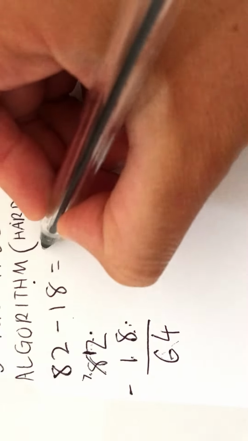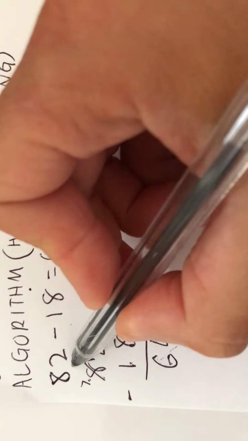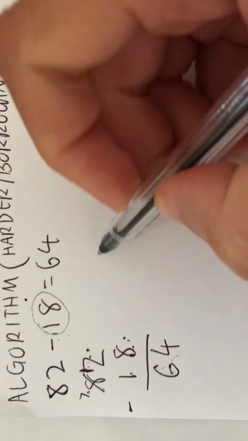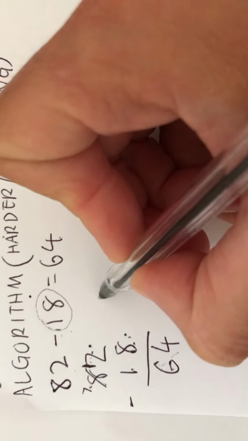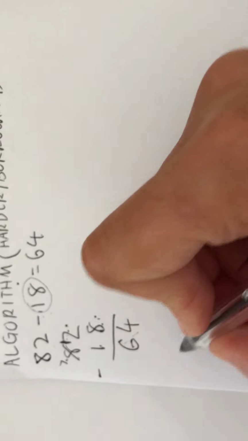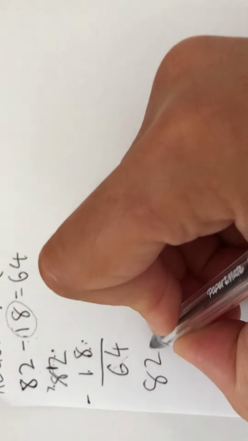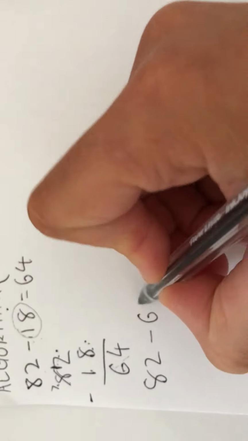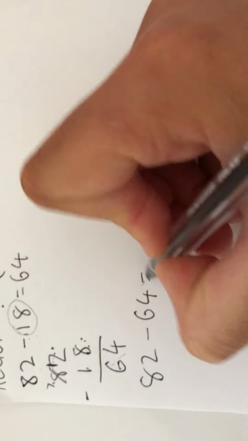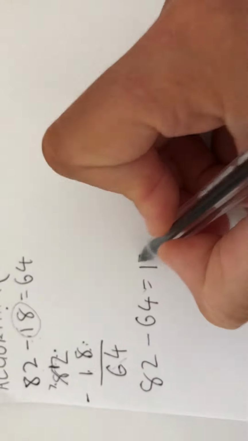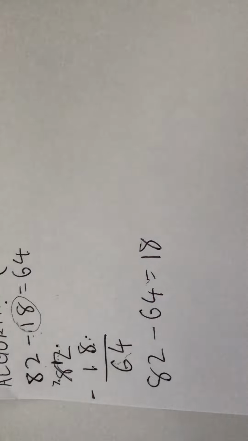So if I know that 82 take away a group of 18 leaves 64, well then it's also going to be true that a whole 82 take away the group of 64 this time would leave the other part, 18, because they're all parts of our sum now.